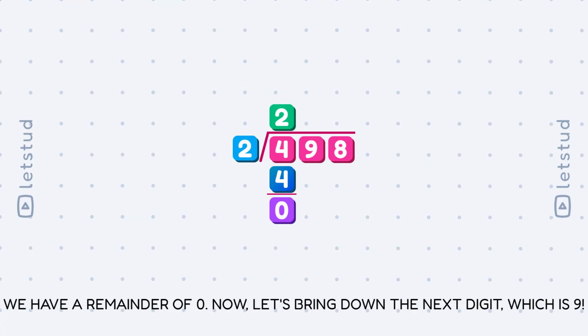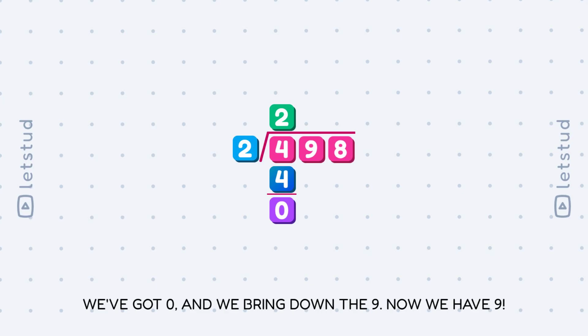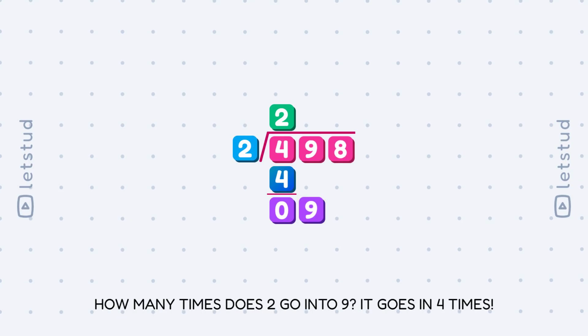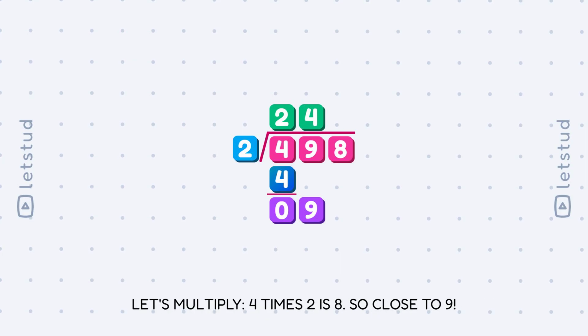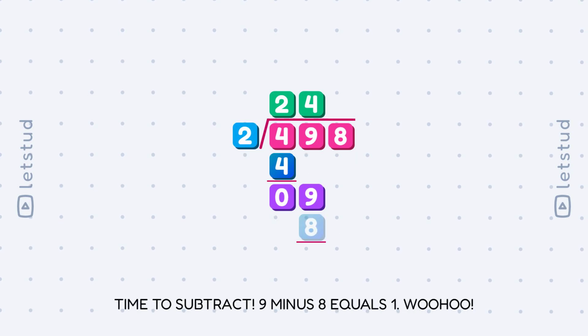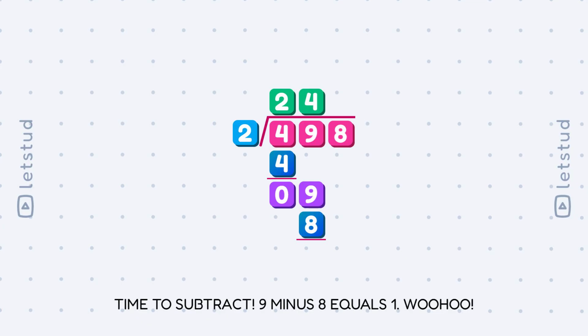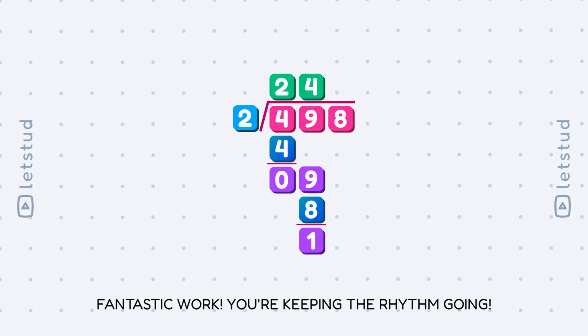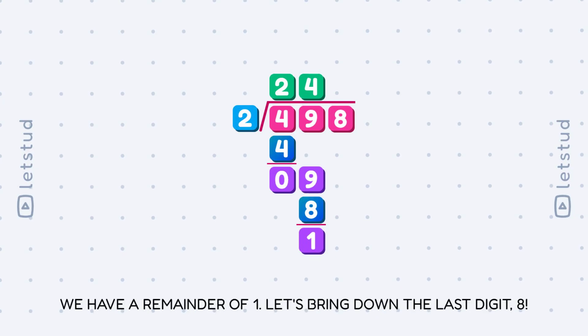Now let's bring down the next digit, which is 9. We've got 0 and we bring down the 9. Now we have 9. We're using the 9 from 498. Our new number is 9. How many times does 2 go into 9? It goes in 4 times. Let's multiply. 4 times 2 is 8, so close to 9. Time to subtract. 9 minus 8 equals 1, woohoo. Fantastic work, you're keeping the rhythm going. We have a remainder of 1.